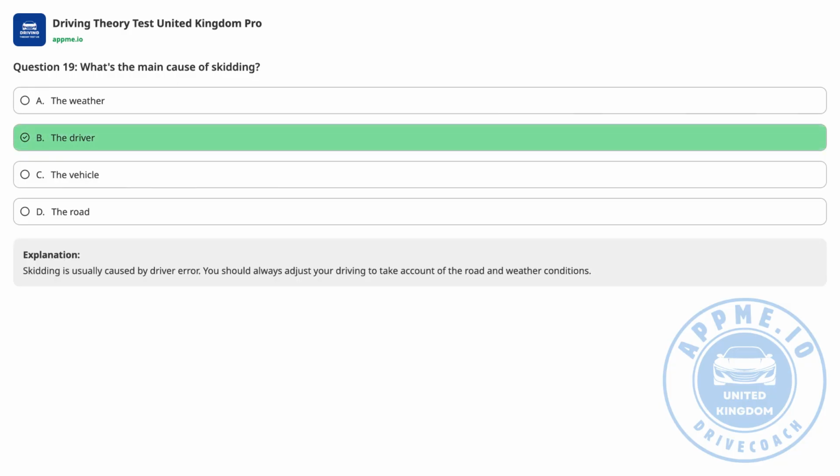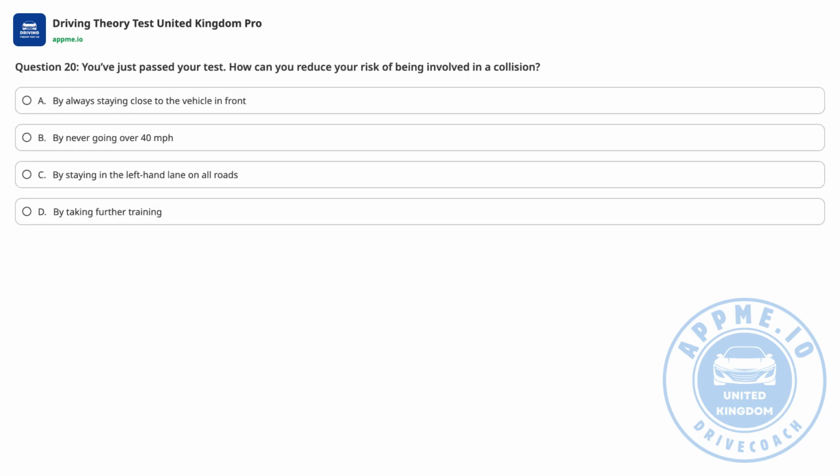The correct answer is B. Question 20. You've just passed your test. How can you reduce your risk of being involved in a collision? A. By always staying close to the vehicle in front. B. By never going over 40 miles per hour. C. By staying in the left-hand lane on all roads. D. By taking further training.